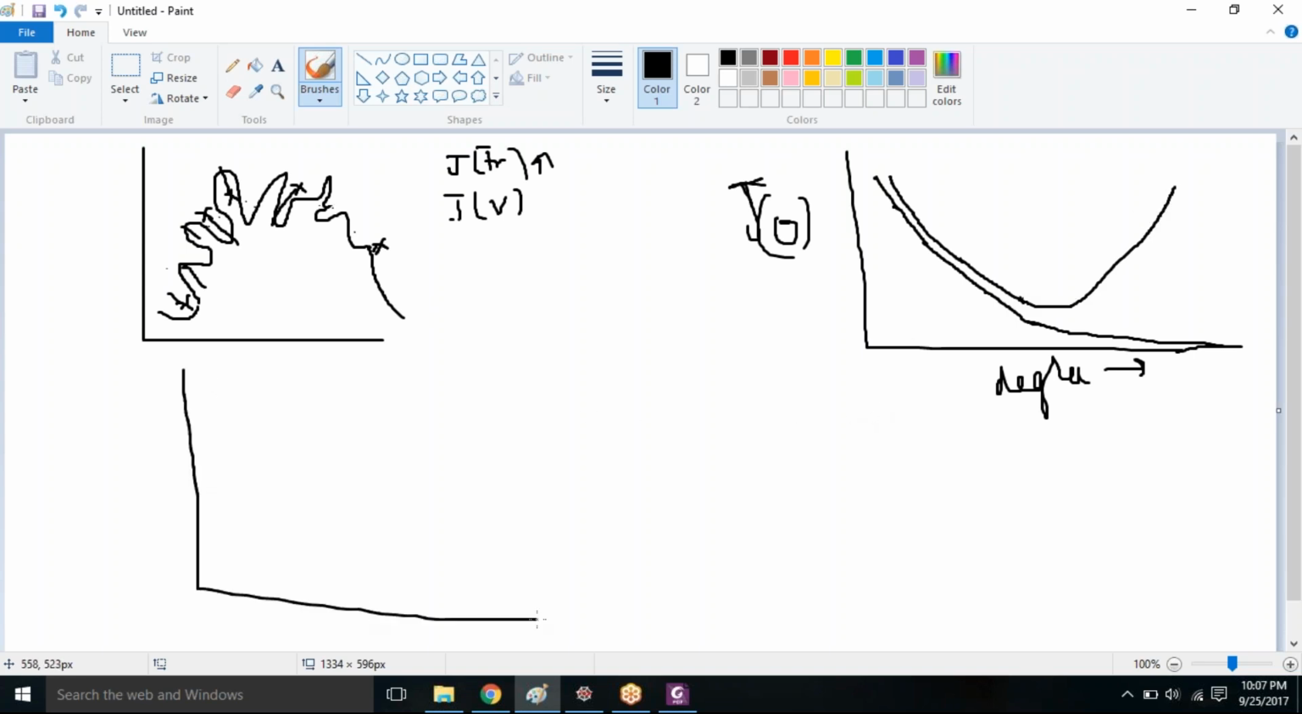But this will increase gradually. It does not increase suddenly. Is that right or wrong? No, it is right. It is right.